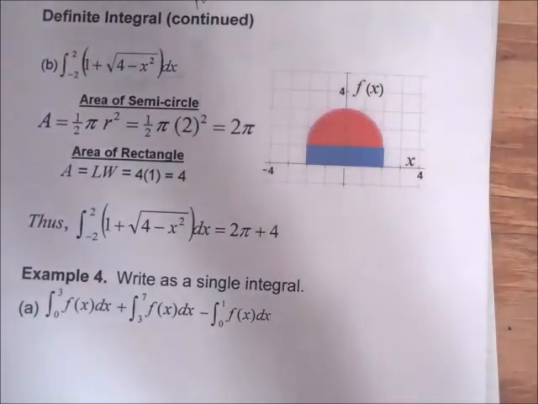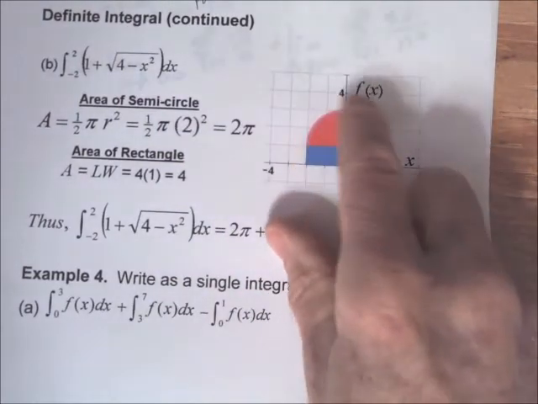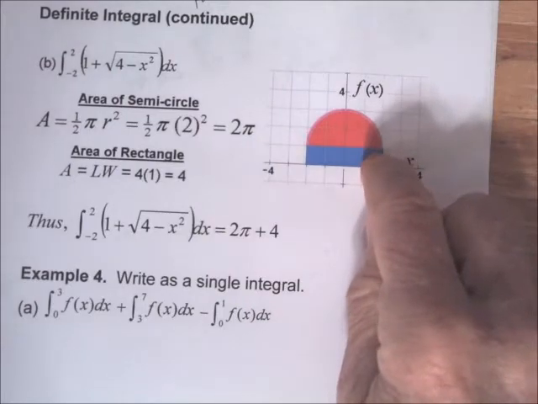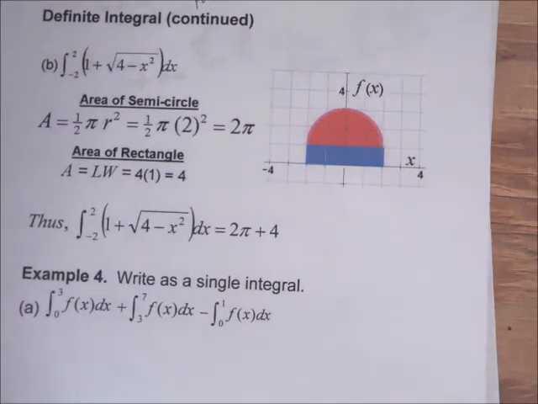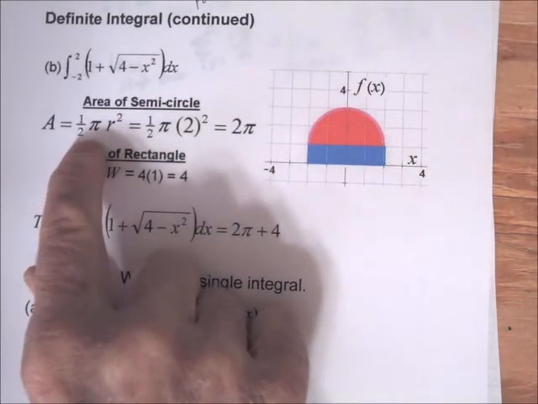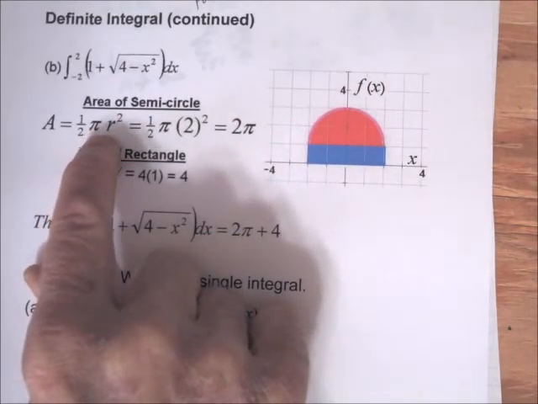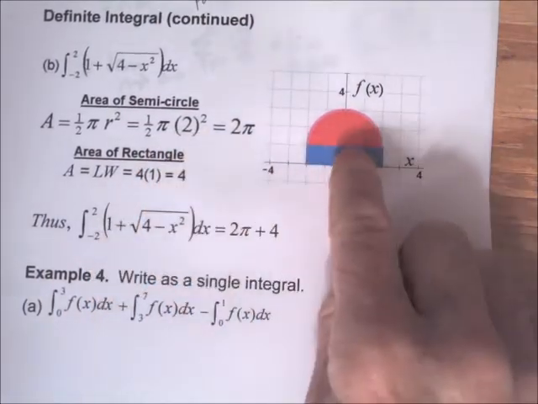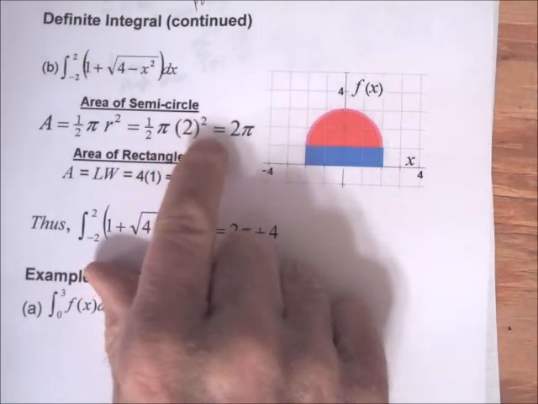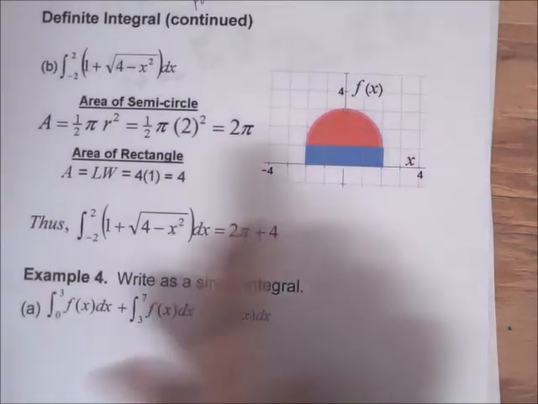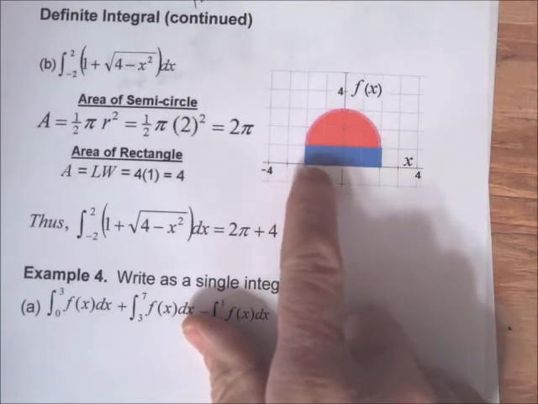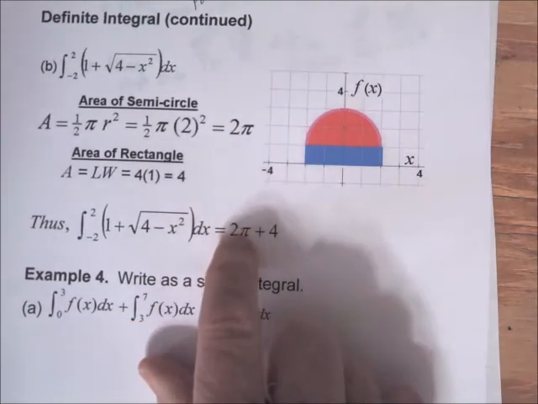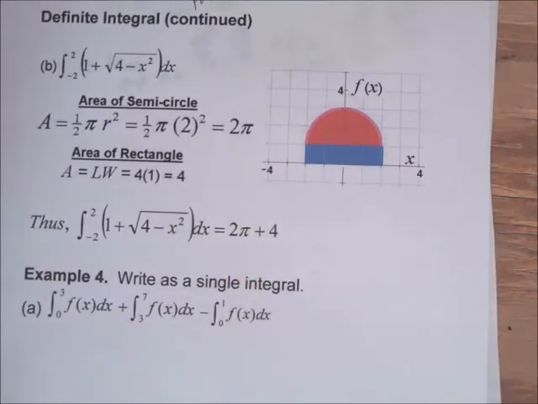The semicircle is located above the x-axis, so we're going to have a semicircle plus a rectangle. The area of a semicircle is 1/2 times pi r squared, and the radius here is 2, so it's going to be 1/2 times pi times 2 squared, or 2 pi. The area of the rectangle is length times width, so it's 4 times 1, which is 4. So the integral is going to be 2 pi plus 4.